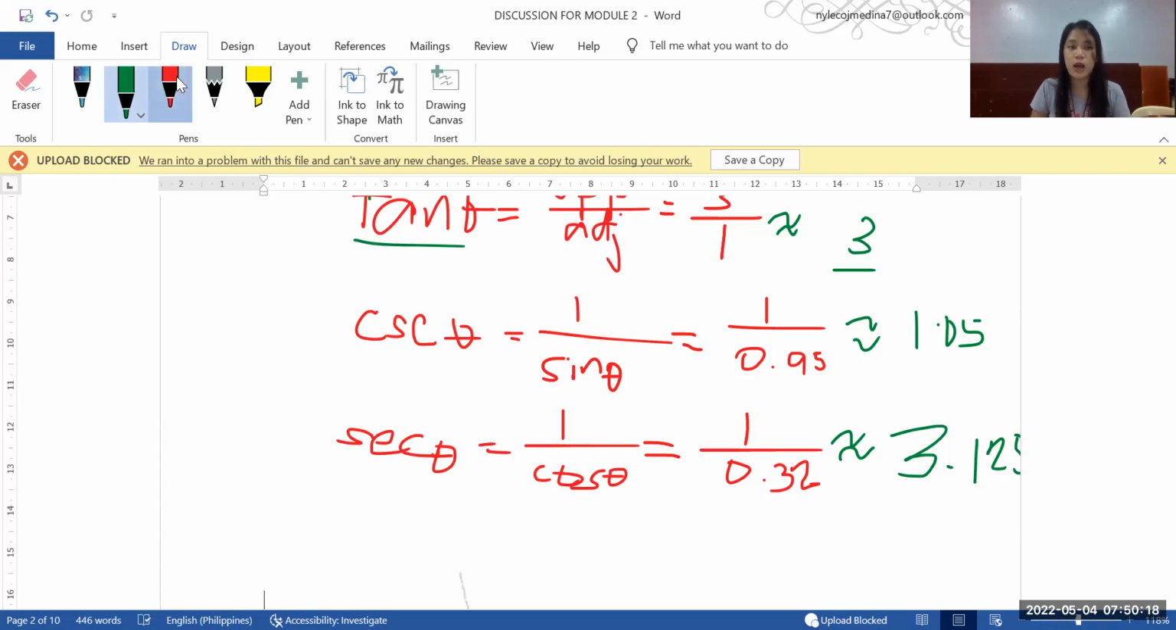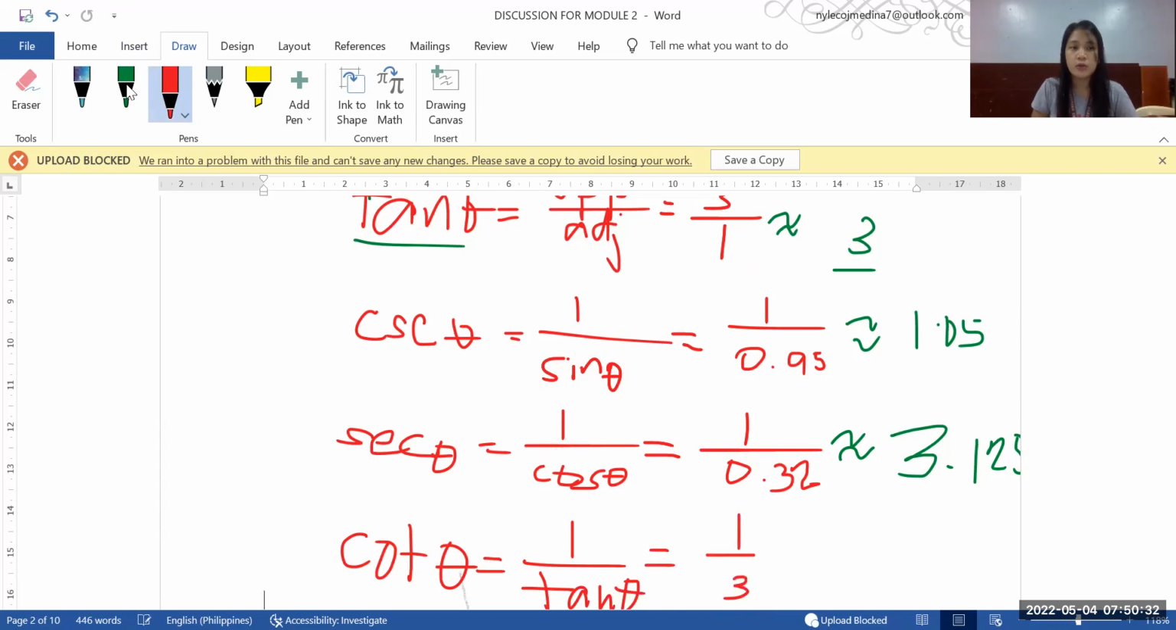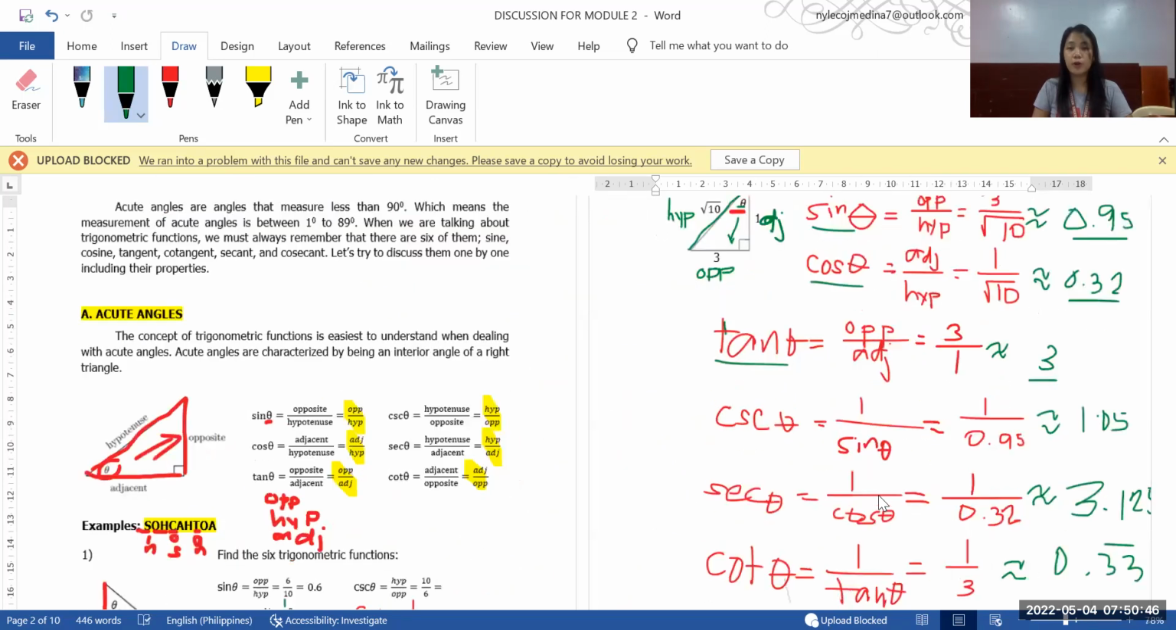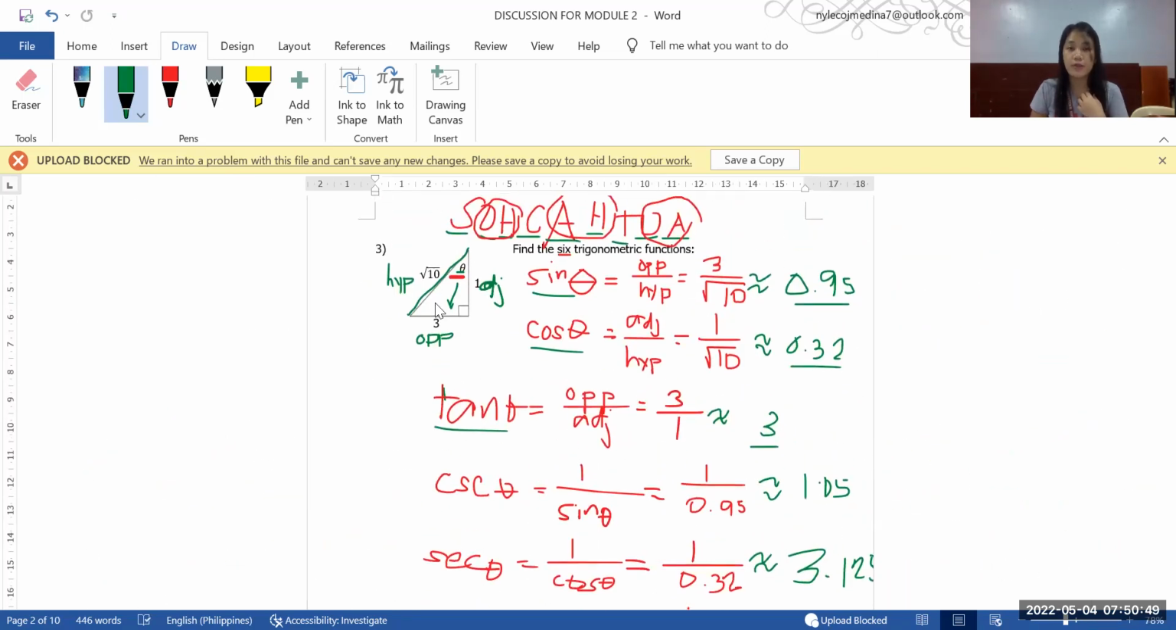And the last trigonometric function is cotangent. The cotangent theta is just the reciprocal of your tangent theta. Ang tangent theta natin is 3. So that is equal to 1/3 or 1 divided by 3 is equal to 0.3333. Now, we were able to find the 6 trigonometric functions of the given triangle.